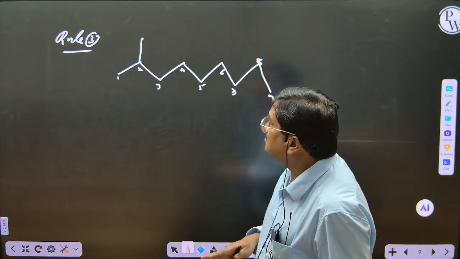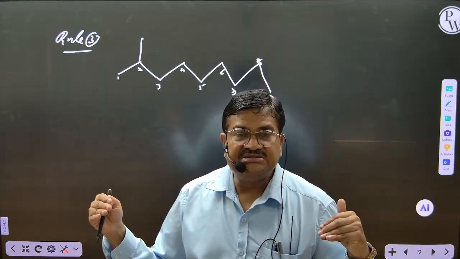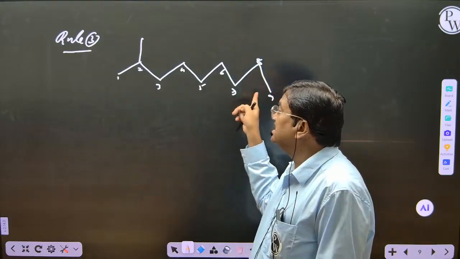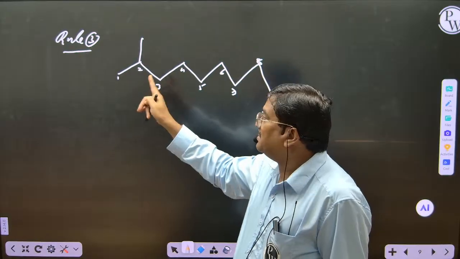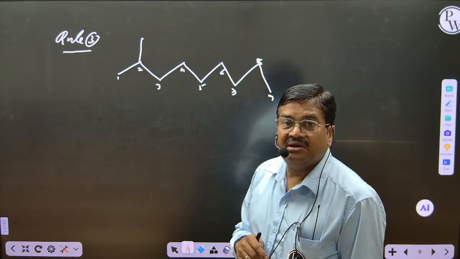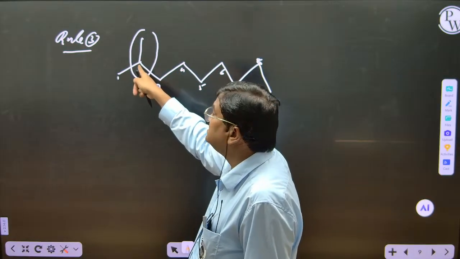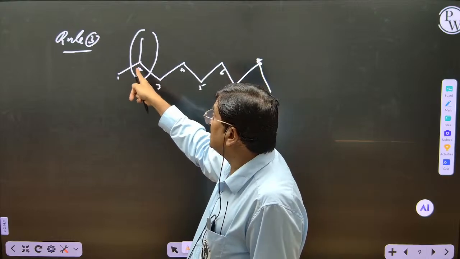Now, after selection of the long chain, you have to give numbering to the parent chain. When I am giving numbering, we can do right to left or left to right, but the first locant should get the least number. What is the first locant attached to this parent chain? This is the first locant. We call it the substituent. So the first locant should get the least number.